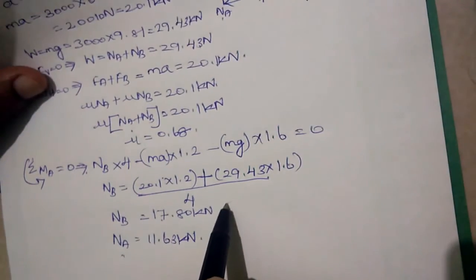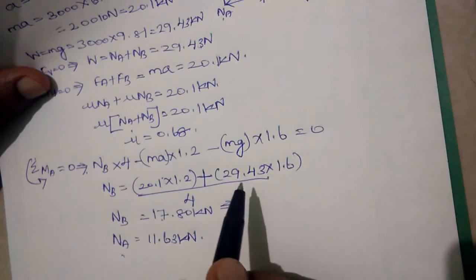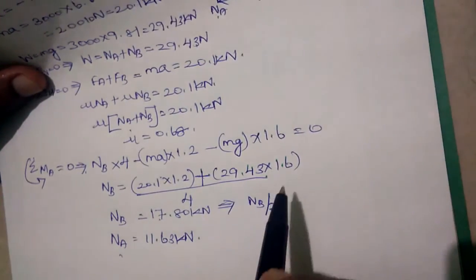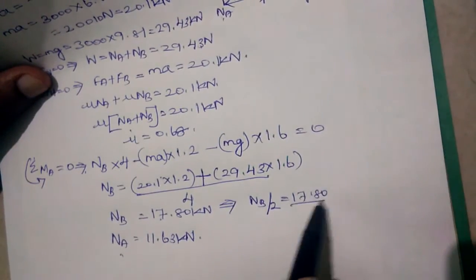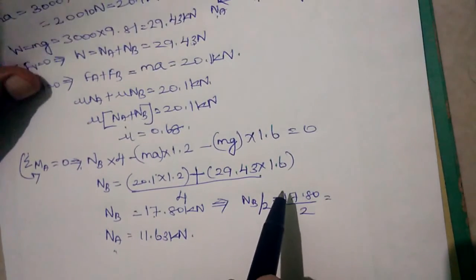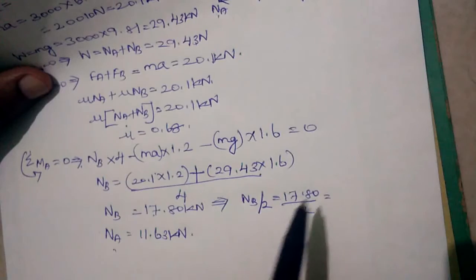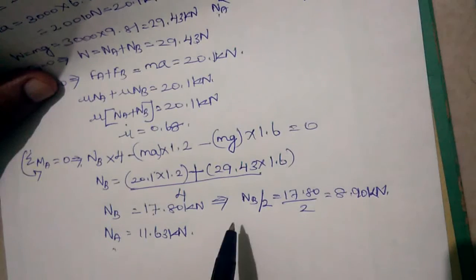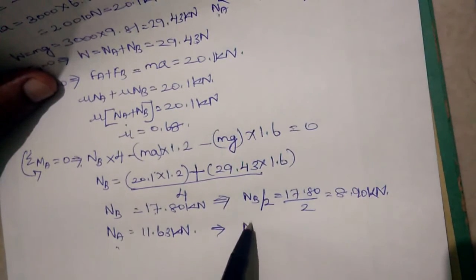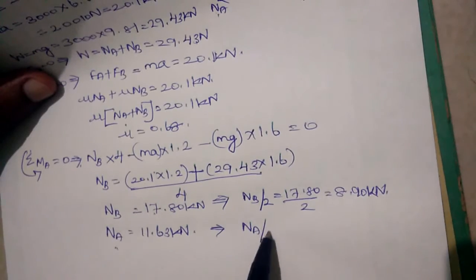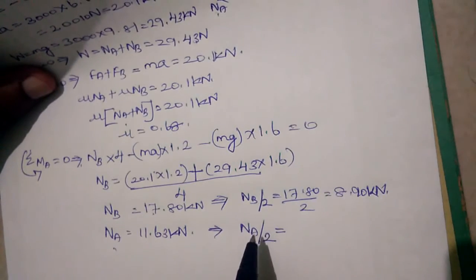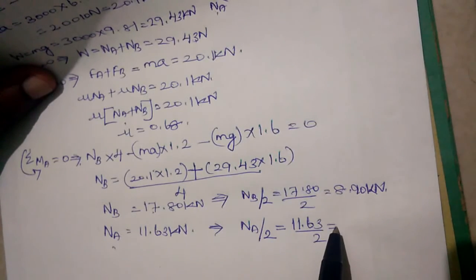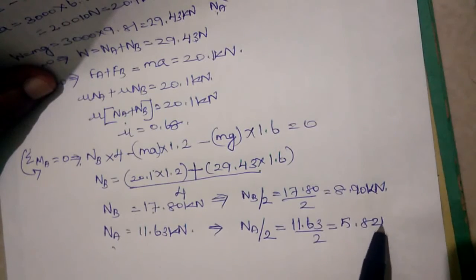Further, the normal reaction on each of the rear wheels is NB by 2 is equal to 17.80 divided by 2 is equal to 8.90 kilonewton, and normal reaction at each of the front wheels is NA by 2 is equal to 11.63 by 2 is equal to 5.82 kilonewton.